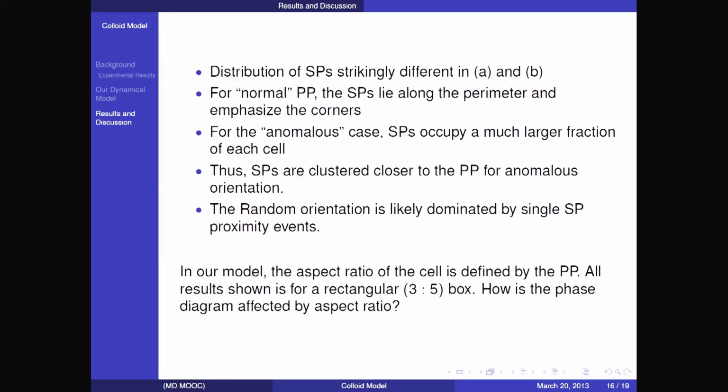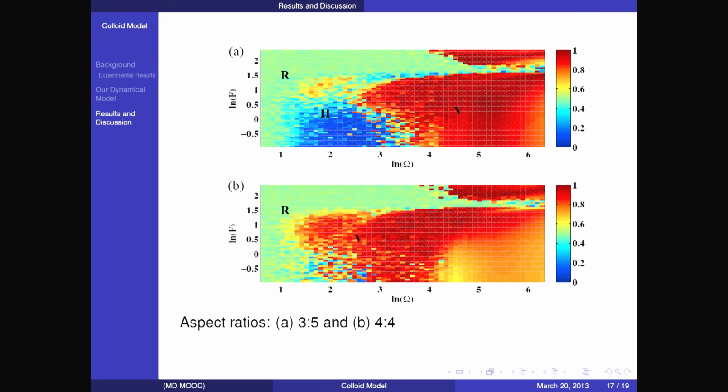In order to check it out, we frame the question in the following way. How does the phase diagram get affected by the aspect ratio? The aspect ratio is just the ratio of the length to the height of the box. And here there are two diagrams. The top one is the one you saw a few minutes ago. It has the random, the horizontal, and the vertical. And the ratio is 3:5, just like I showed you. So the x is 3, the y is 5.